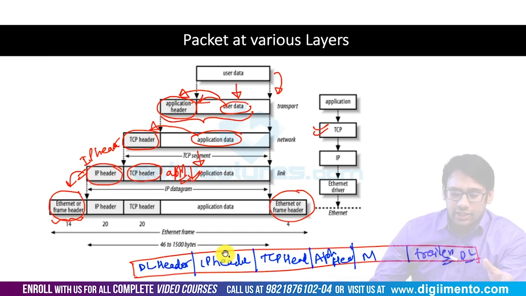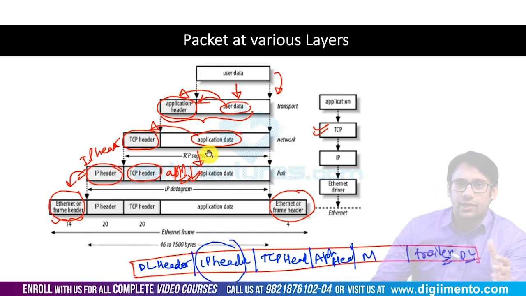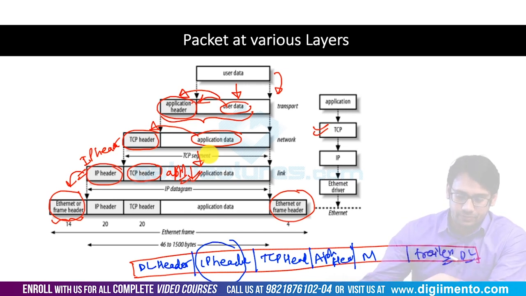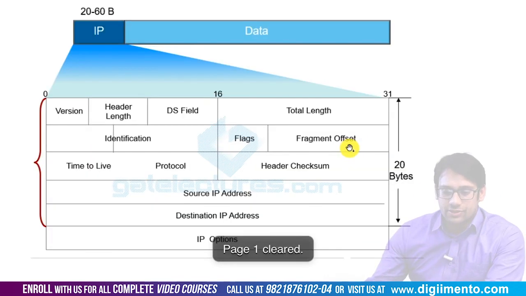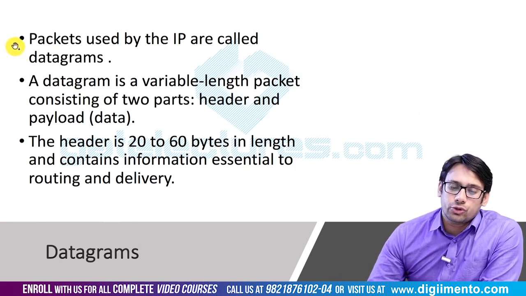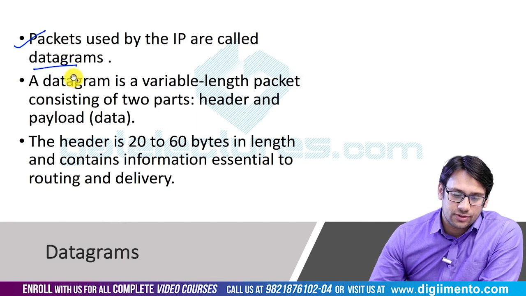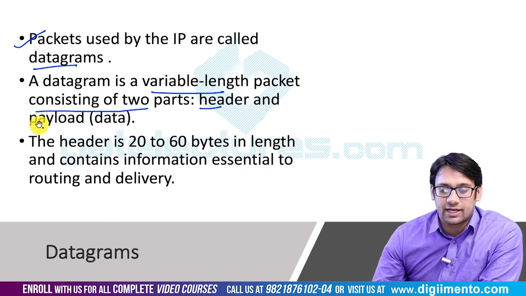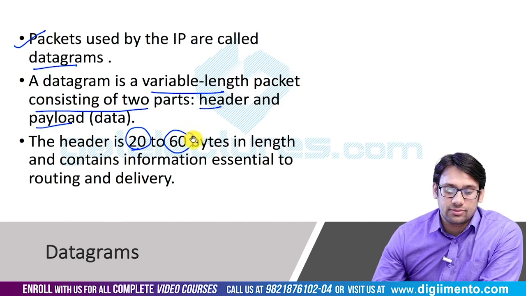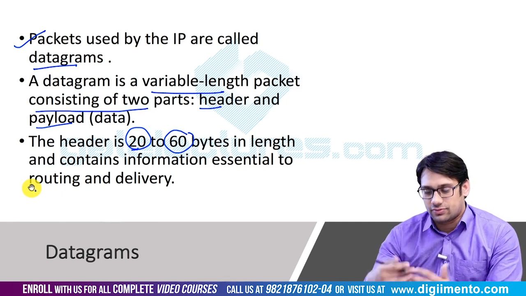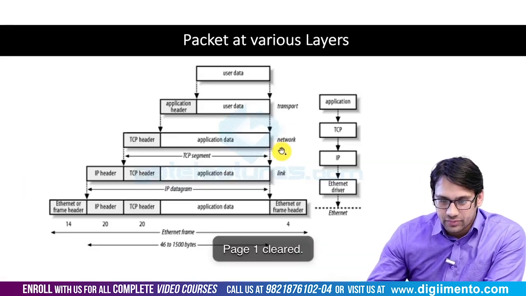Now, in this video, we are discussing this IP header. I mean, what is all the information that this IP header contains? Let us look at all this information one by one. The packets used by IP are called datagrams. This datagram is a variable length packet consisting of two parts: a header and the payload. The header can be 20 bytes to 60 bytes in length, and it contains the essential information regarding the route and the delivery of the message. We'll see what that essential information is.